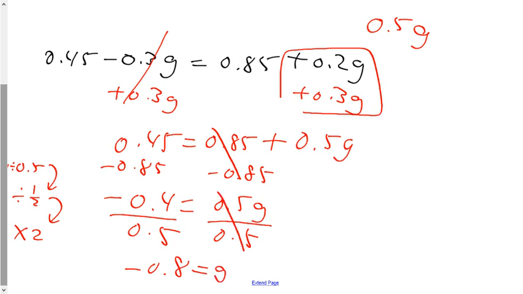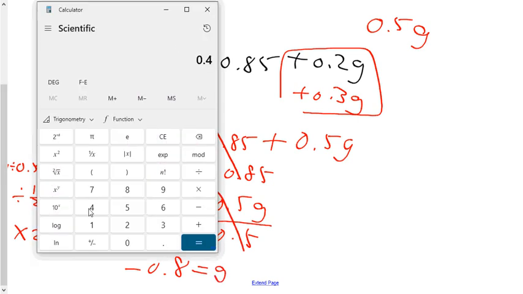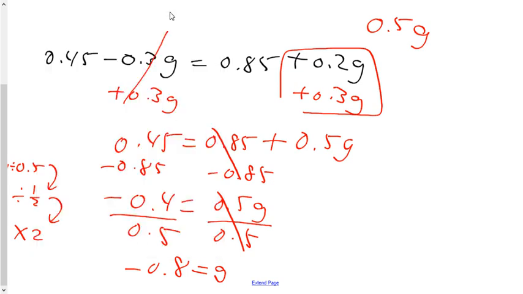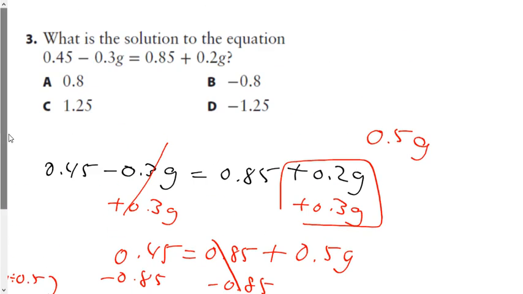Now, if you don't believe me, just grab a calculator, double check it. 0.4 divided by a half, same thing as multiplying by 2. It is doubling it decimally. So your solution is B, negative 0.8.